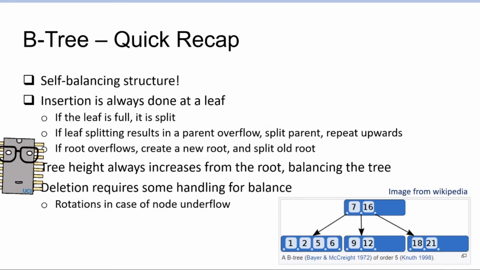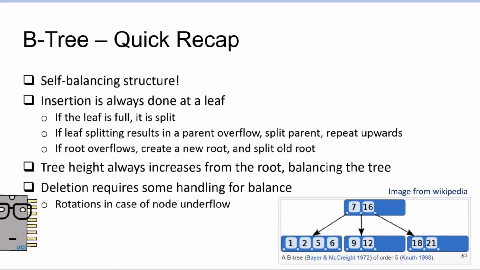If the root overflows, then we create a new root and then split the old root. So by doing this, the tree height always increases from the root, automatically keeping the tree kind of balanced. So it's a very efficient data structure because the depth of the tree, starting from the root in any direction, is kind of a similar depth. So the number of nodes that you have to traverse is always kept very low because the tree is balanced.